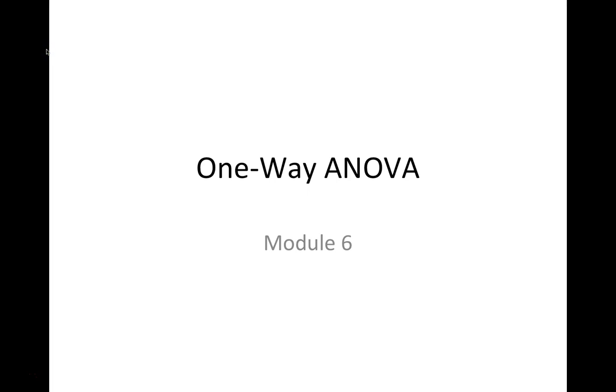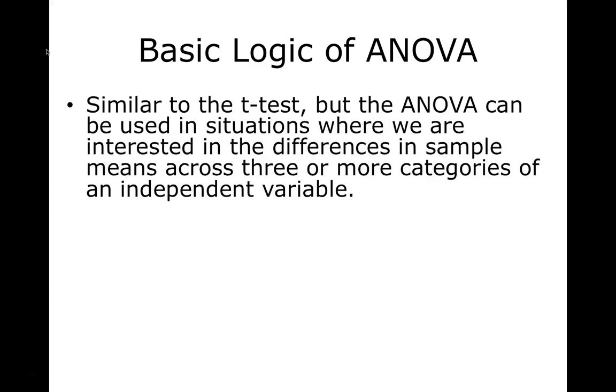In Module 6 we'll talk about one-way ANOVAs and the post-hoc testing that comes along with those. So we'll talk a bit about the basic logic of ANOVAs, and I'll say this in a few different ways. This is pretty similar to the t-test, but the ANOVA can be used in situations where we're interested in the differences in sample means across 3 or more categories of an independent variable.